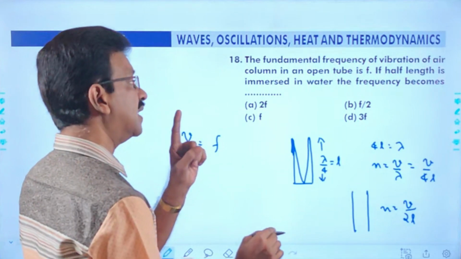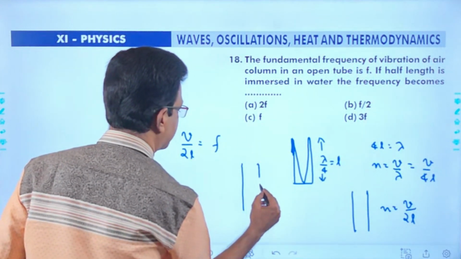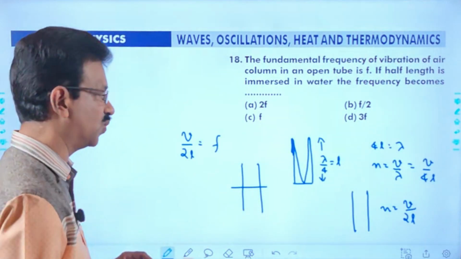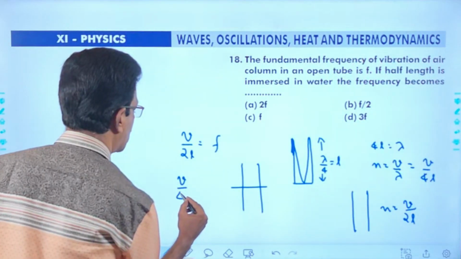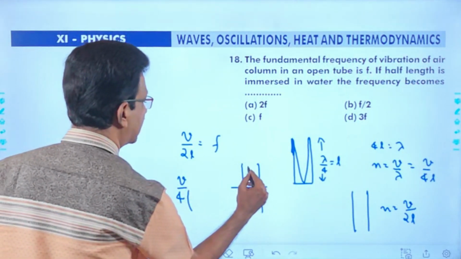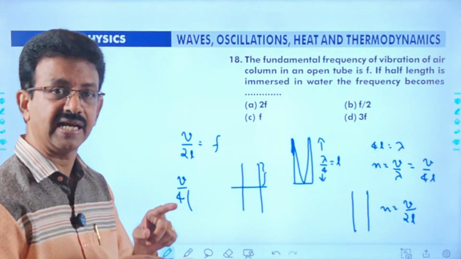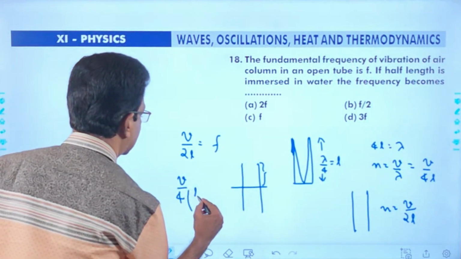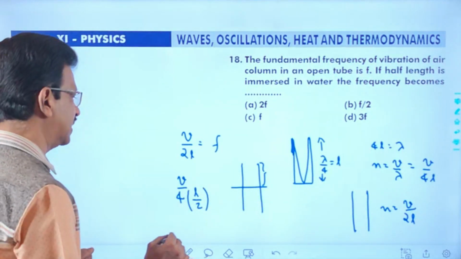Now, half length is immersed in water. If half of its length is immersed in water, it can now act as a closed tube. And the formula becomes V by 4L, but the length of the air column is half of the initial length, that of the open air column. Therefore, here the air column length is L by 2 if half the length is immersed.